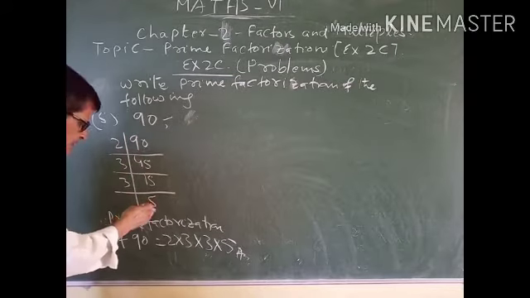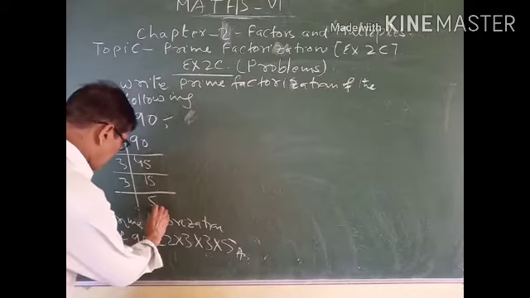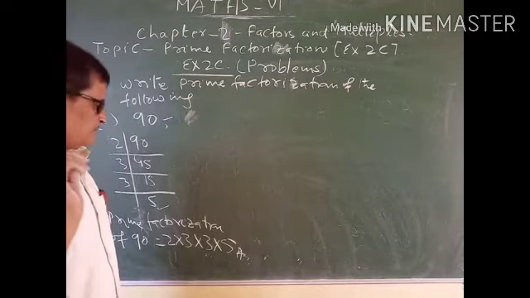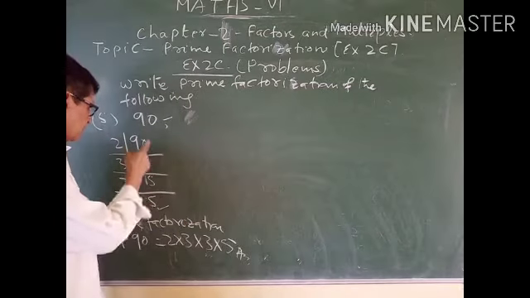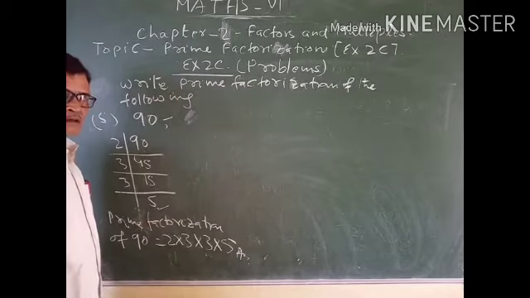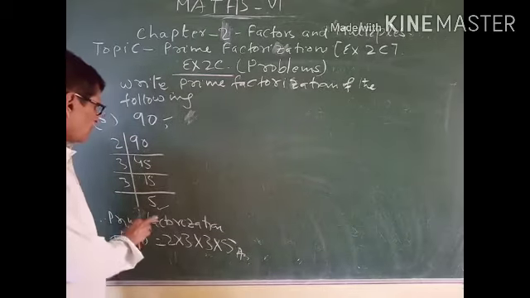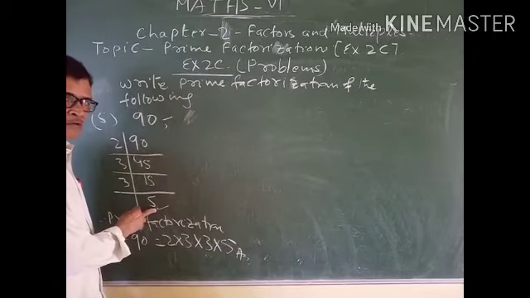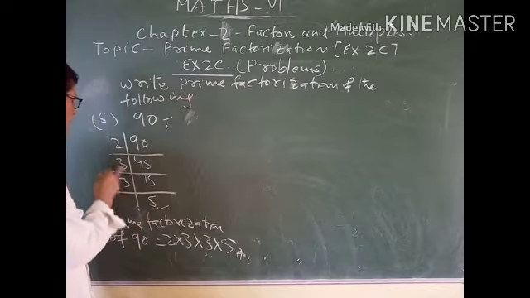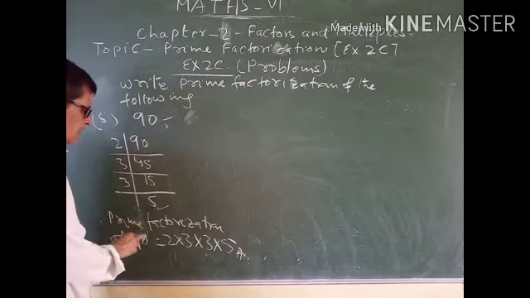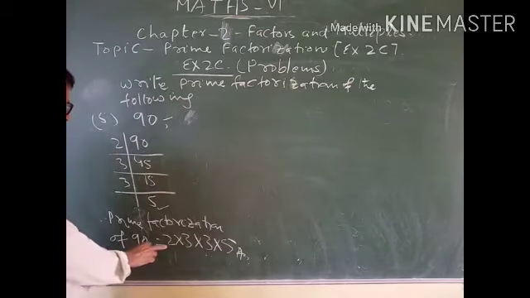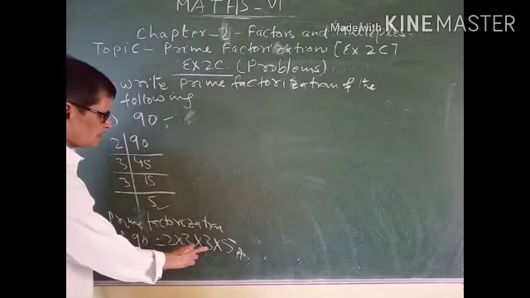You have to repeat this process till at the last you get a prime factor of the given number. So here 5 is divisible by either 1 or 5 itself. Therefore this is a prime number. Now write these numbers in the product form. So prime factorization of 90 is equal to 2 into 3 into 3 into 5.